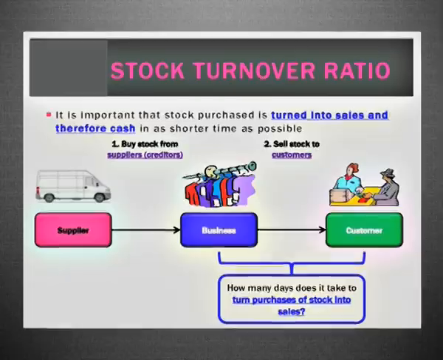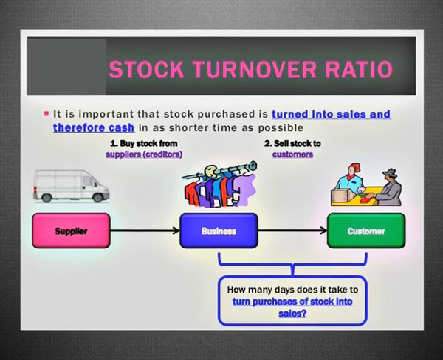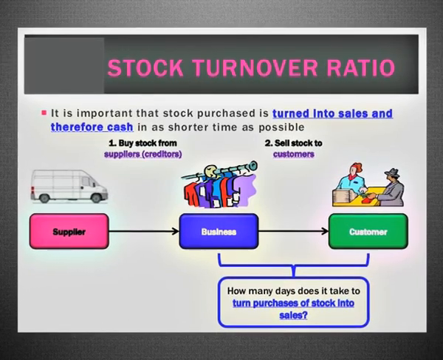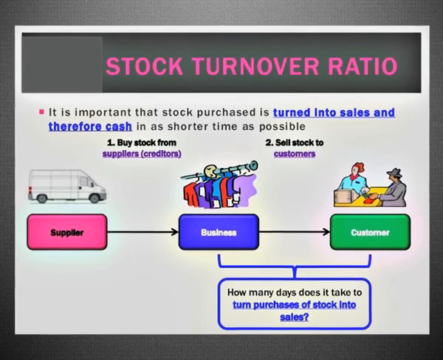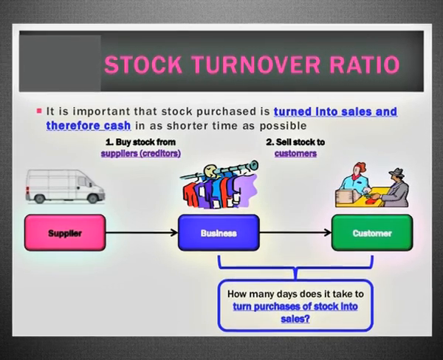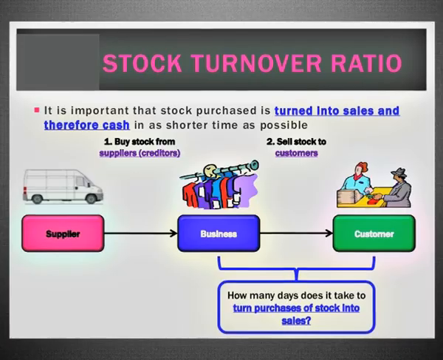Stock turnover ratio measures the relationship between the cost of goods sold during a given period and the average amount of stock or inventory carried during that period. This ratio determines the efficiency with which the stock is utilized. It indicates the speed with which the stock is turned over into sales.